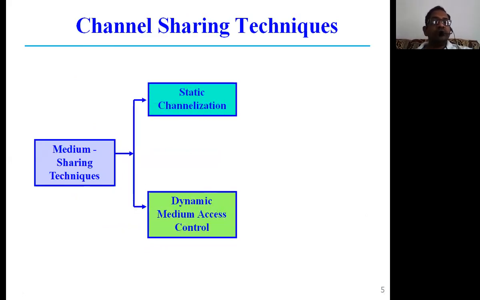Now there are two types of medium sharing techniques: static channelization and dynamic medium access control protocols. As we already know, static channelization, what is the meaning of staticness? Static means stationary, it never changes. So once we have some protocols established for a particular channel, that's it. That is going to be fixed for that kind of channel.